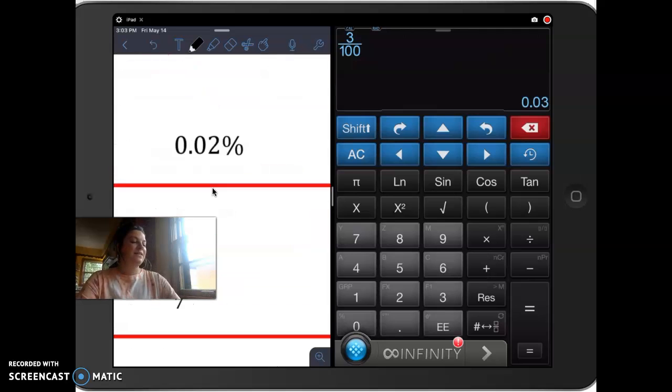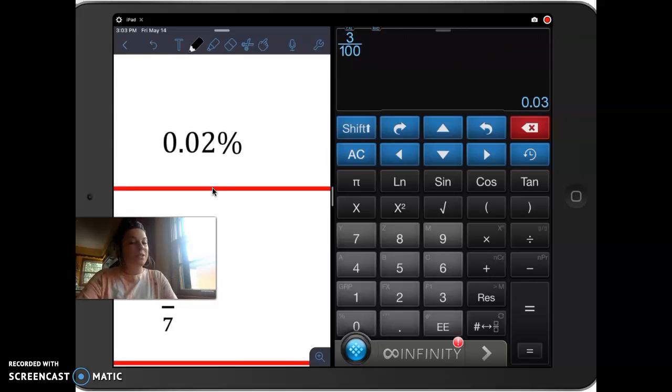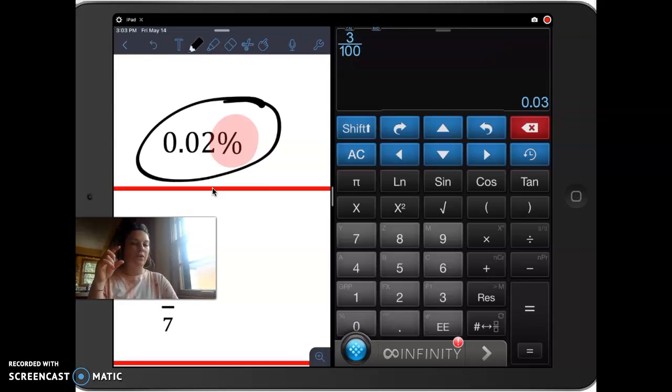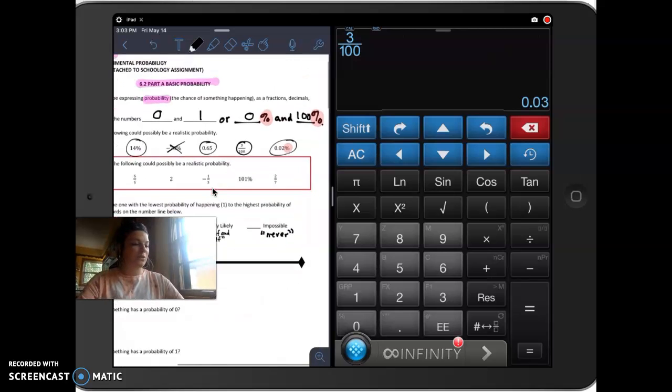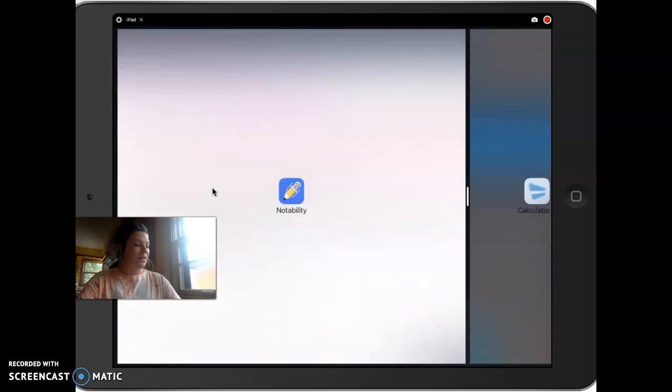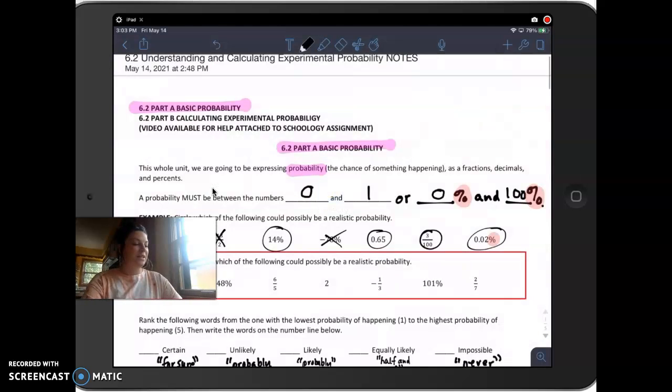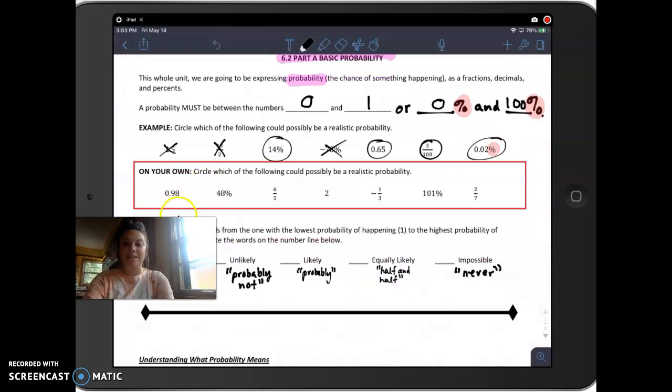All right, this next one is a number between 0 and 100. Since it has the percent symbol, it can go all the way up to 100. So we're going to circle it. Even though it's very, very tiny, it's still bigger than 0, so we count it. All right, go ahead and try the on your own questions and come back when you're ready to move on.